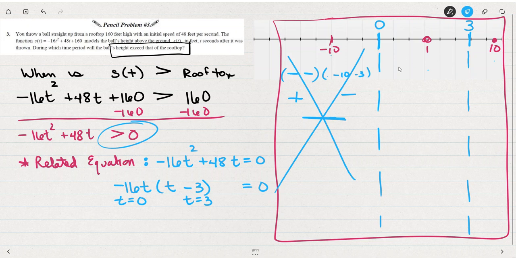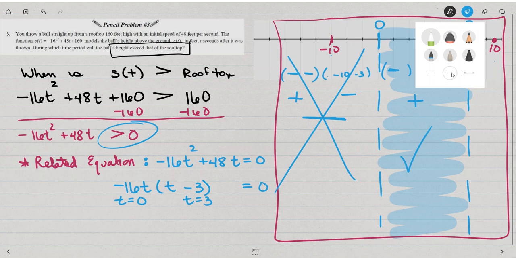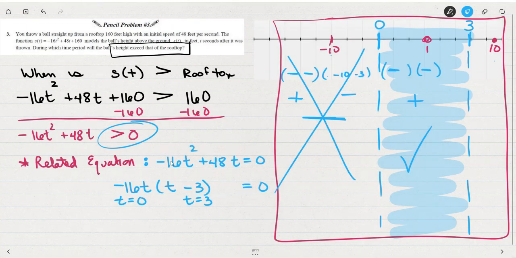Let's test a 1. When t equals 1, we've got negative 16 is negative, and then 1 minus 3 is negative. So when I multiply negative times negative, that comes out positive. So it looks like this interval is good. And then the last interval, when I use a test point 10, if t equals 10, negative 16 times 10 is negative, 10 minus 3 is positive, a negative times a positive is negative, so it looks like this is not positive either. So the only interval that works is this interval from 0 to 3.